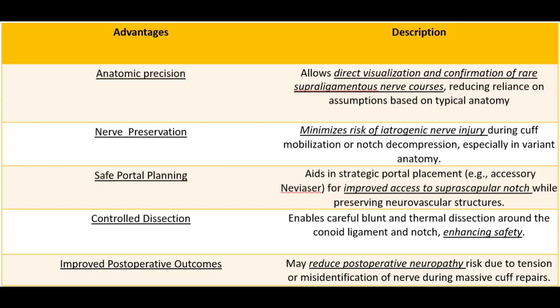The advantages include: anatomic precision allows direct visualization and confirmation of rare supraligamentous nerve courses; nerve preservation minimizes risk of iatrogenic nerve injury; safe portal planning aids improved access to the suprascapular notch; controlled dissection enhances safety; improved post-operative outcomes shall reduce post-surgical neuropathy risk.